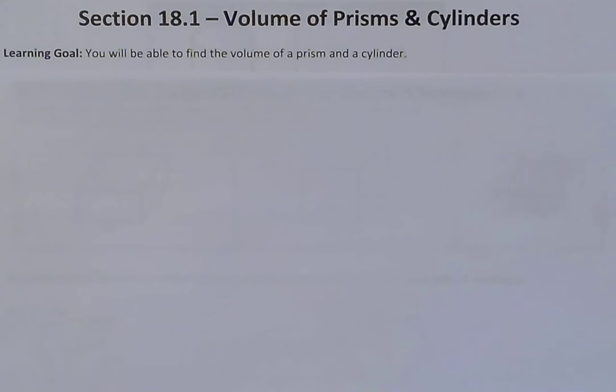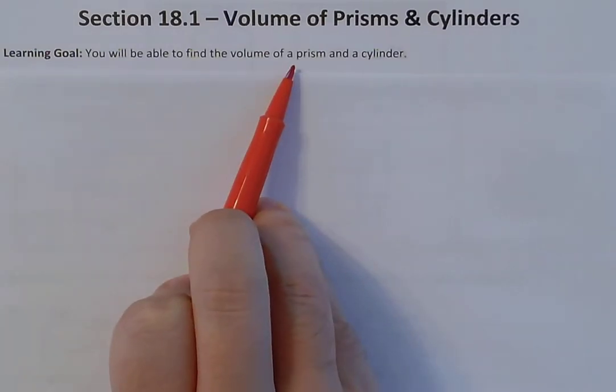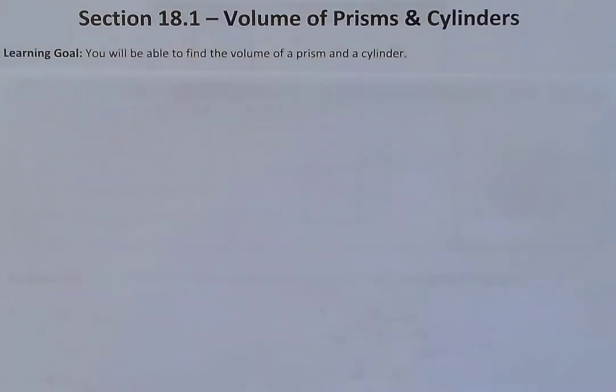For today's lesson, we're going to be taking a look at section 18.1, which is going to deal with volume of prisms and cylinders. Now, today's learning goal is that you will be able to find the volume of a prism and a cylinder. So we're going to talk about what volume is and how to find volume of different prisms and cylinders.